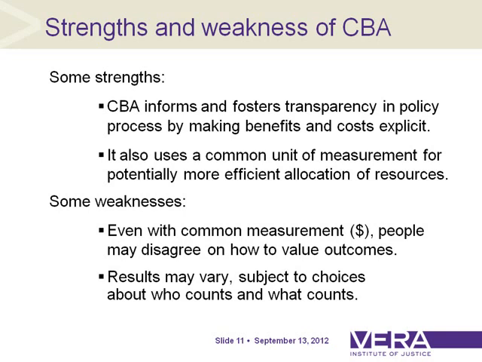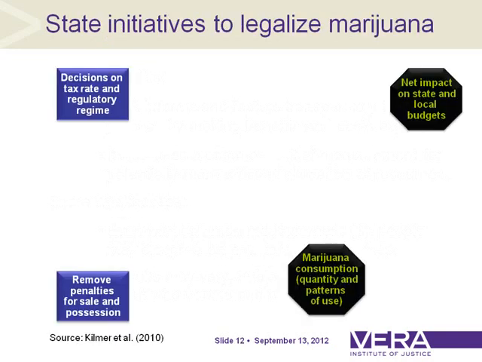just go to a model that was developed by Bo Kilmer at the RAND Corporation. They began studying this after California started considering whether to legalize marijuana and tax it pretty much the same way that we do cigarettes.